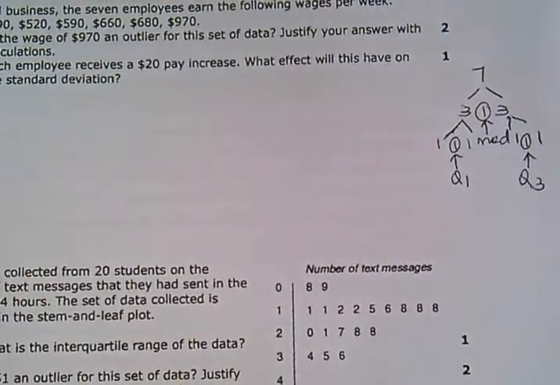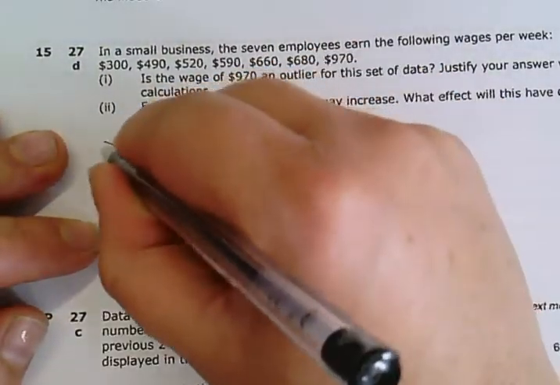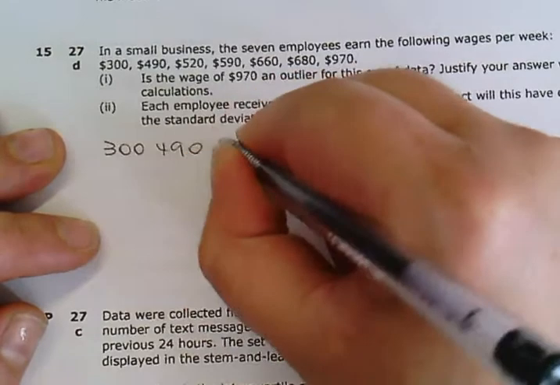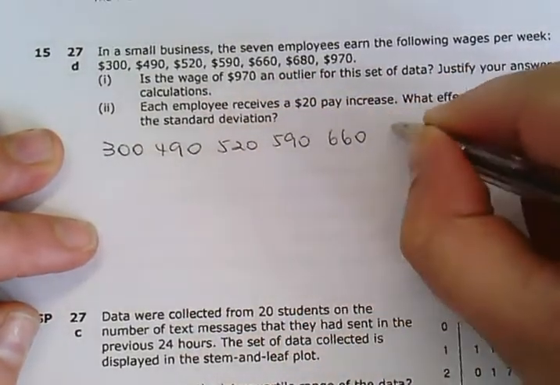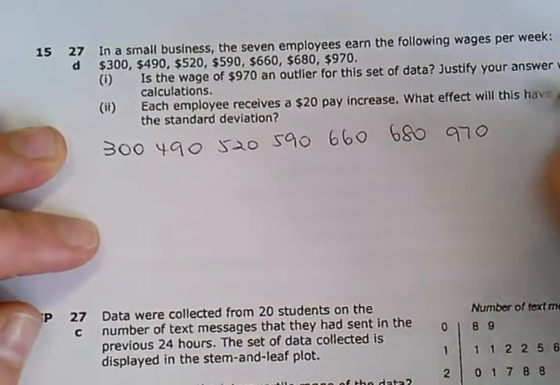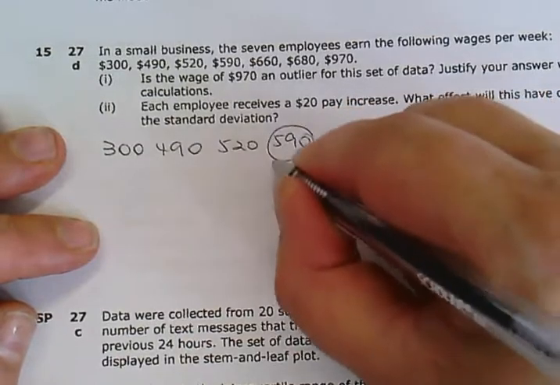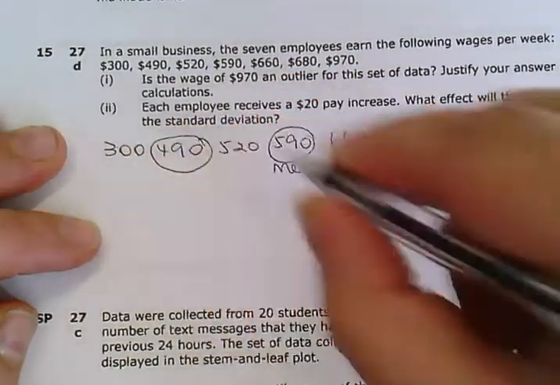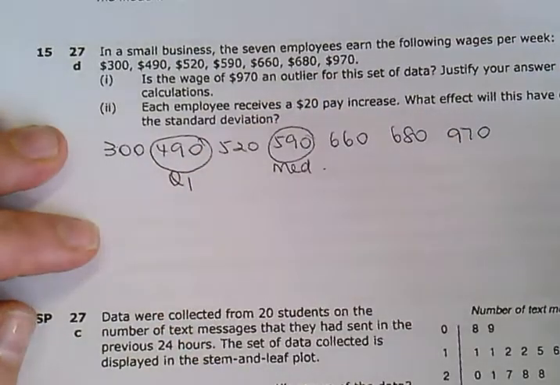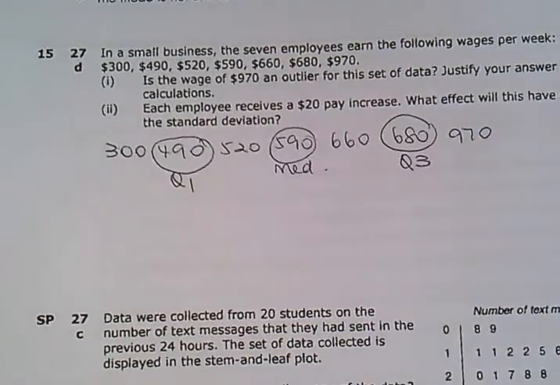All right, so let's go up. 7 numbers. I'm going to write them here. 300, 490, 520, 590. You're lucky it's 7 because you can just pick them out. 1, 2, 3, 1, 2, there's your median. Where's your Q1? 1, 2, 3, isn't that one Q1? And where's Q3? 680. So we've put down what Q1, Q3, and the median are.